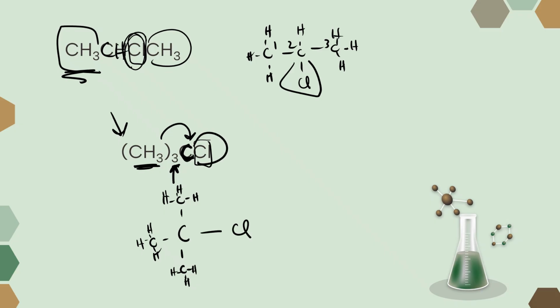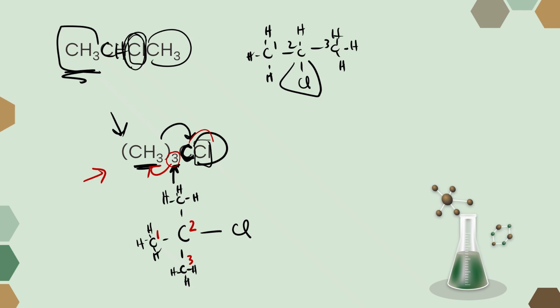It might be tempting, looking at the condensed formula, to call this guy 1,1,1-trimethylchloromethane, but that doesn't make any sense, right? Because, of course, we always want to find our longest carbon chain. 1, 2, 3 is our longest carbon chain. So what am I going to call this guy?